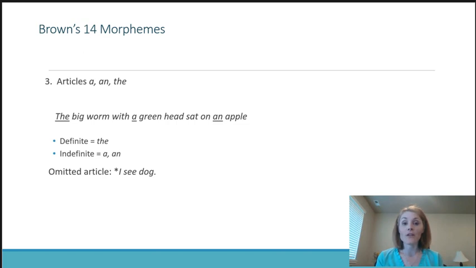So say if we're talking about the dog, that might be the family dog. I could be talking to my husband about our dog, and I would call it the dog. An indefinite article, a or an, would refer to a more general noun. So if I just saw a random dog running down the street, I would say, I see a dog, rather than the dog. And an example of an omitted article, a child might say something like, I see dog. And so you know the article was omitted, but to know whether it was the or a, you would need some context.